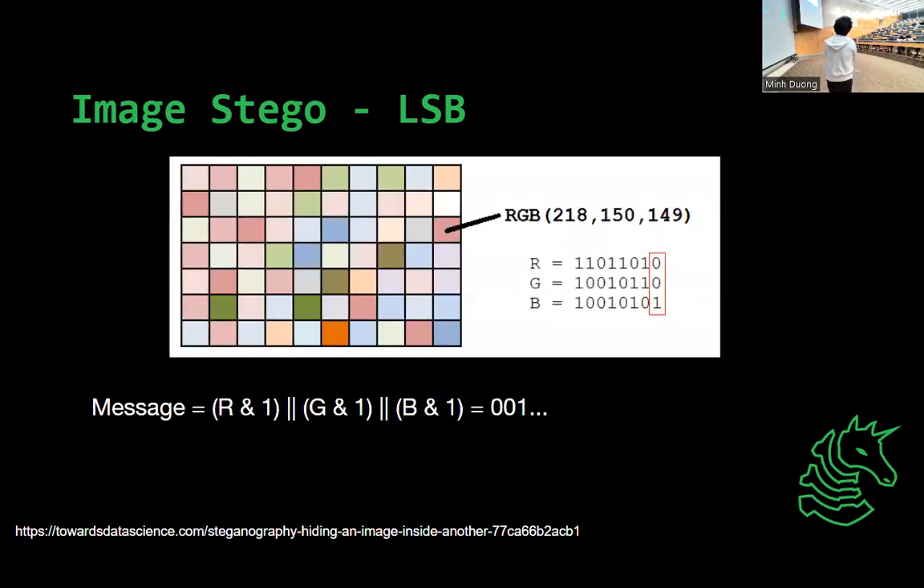So here's a bit of a better representation of that. You have this pixel, RGB 218, 150, 149. This is what it looks like in binary. You change the original image so that by default the least significant bits are all zeros, and then you put 1s where you want to encode your message. So if the original was 001, but I wanted to encode the message 111, I could change all these to 1. And then when I'm reading it back in, I just read back the last bit and I get 111.